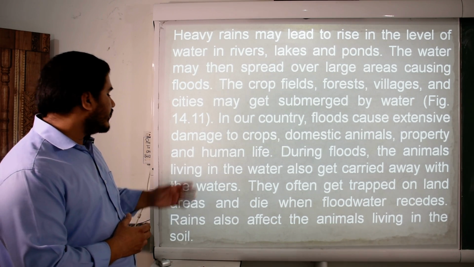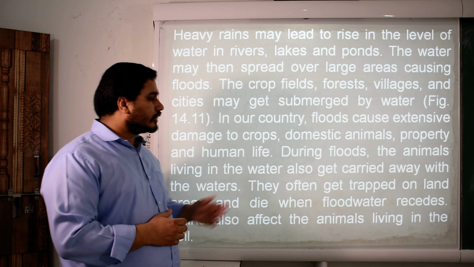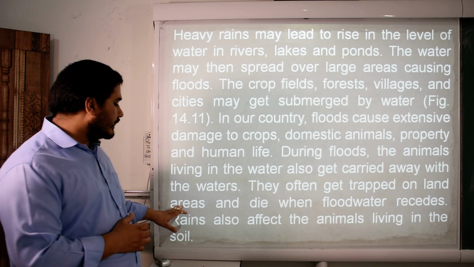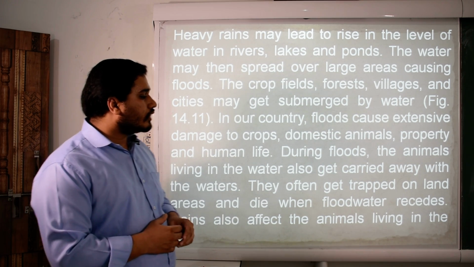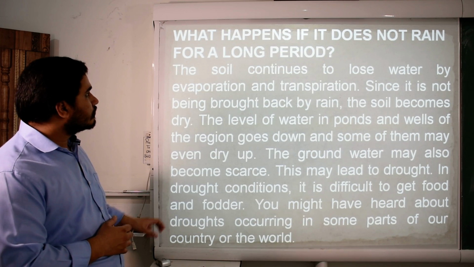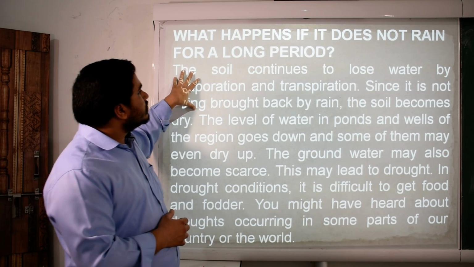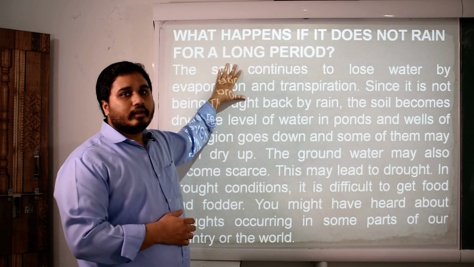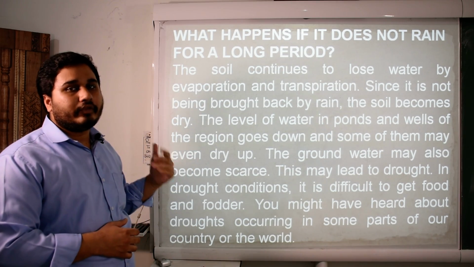During floods, the animals living in the water also get carried away with the waters. They often get trapped on land areas and die when the flood water recedes. Rain also affects the animals living in the soil. So now the question comes, what happens if it does not rain for a long period?